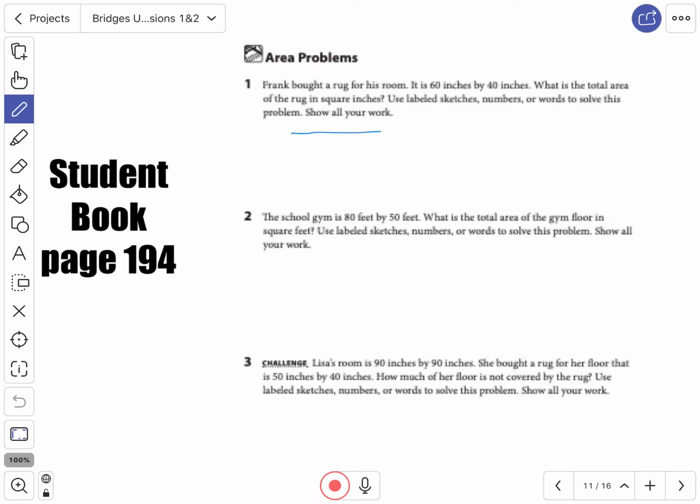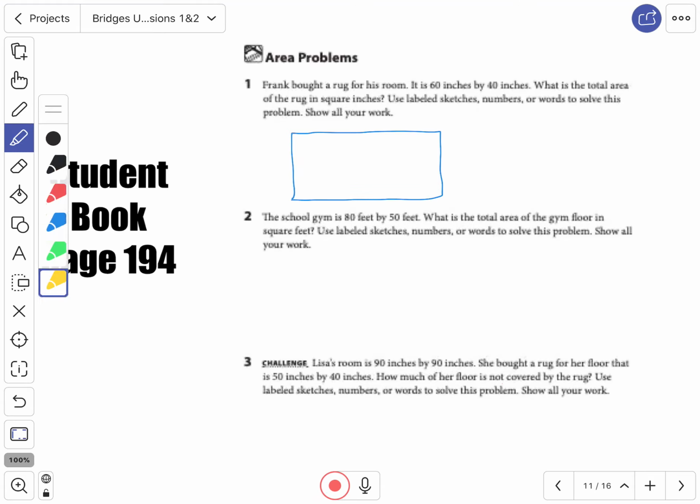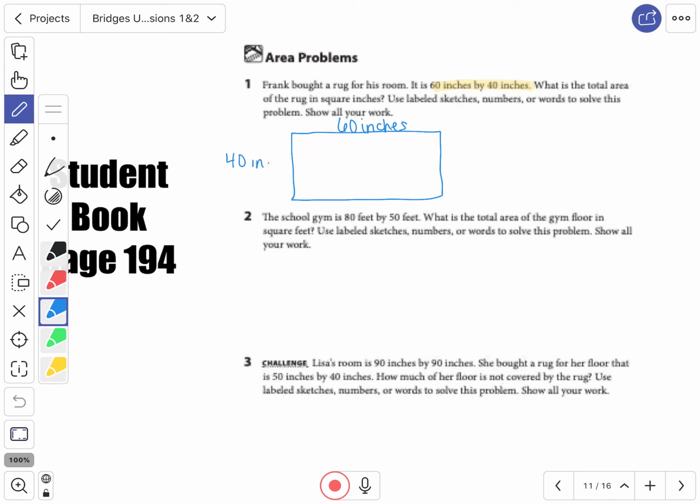What I would do first if I were you is I would actually draw the rug that he bought. And I would also highlight this important information, 60 inches by 40 inches. Okay. And highlight. So my 60 inches by 40 inches. It's always good to have a visual, okay? What is the total area of the rug in square inches? Use labeled sketches, numbers, or words to solve this problem.